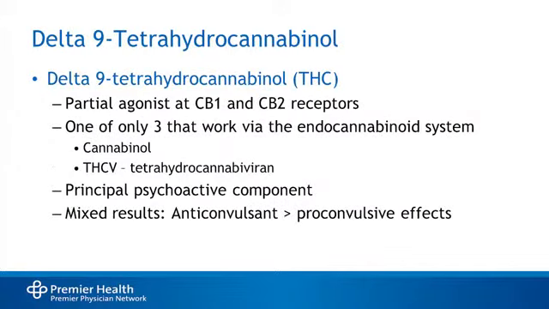The main chemical is delta-9 tetrahydrocannabinol. In the brain, this is a partial agonist at both the CB1 and CB2 receptors. It is only one of three chemicals that work via this intrinsic endocannabinoid system. The other two are cannabinol and THCV, tetrahydrocannabivirin.